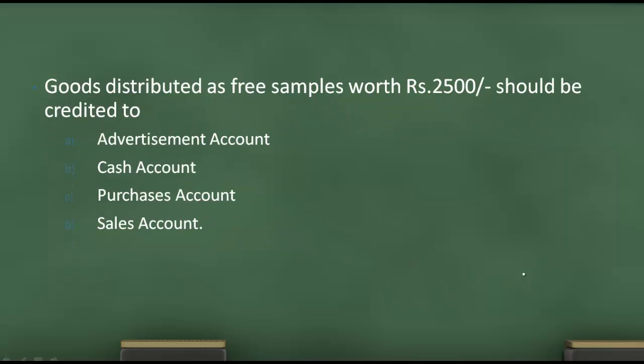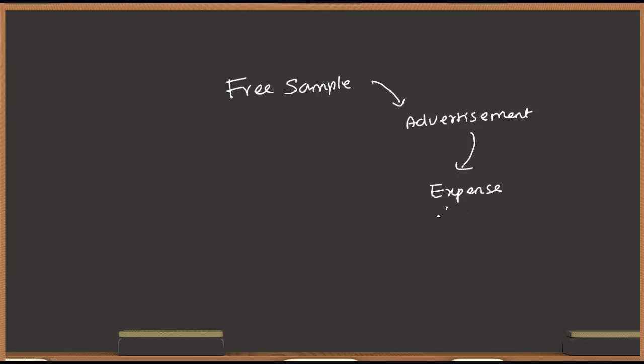Next question. Goods distributed as free samples worth rupees 2,500 should be credited to which account? Is it advertisement or cash or purchase or sales? Let us understand. What happens when the company gives a free sample? Why do they give a free sample? Free samples are given for advertisement purposes. So advertisement, is it an expense? Yes, advertisement is an expense. So which account should be debited now? Advertisement being an expense, the advertisement account should be debited. So this is the first leg.